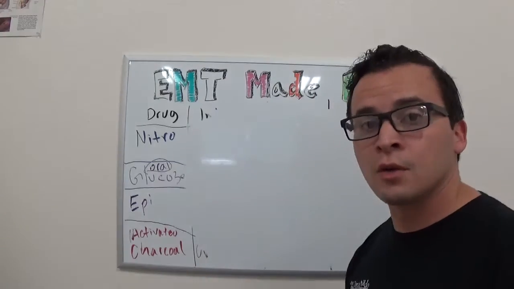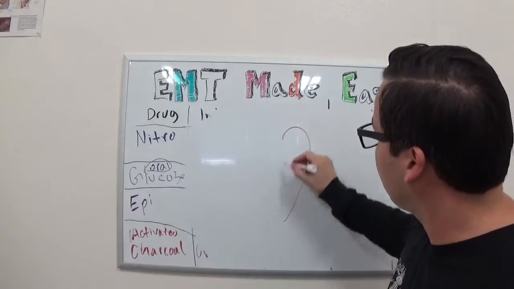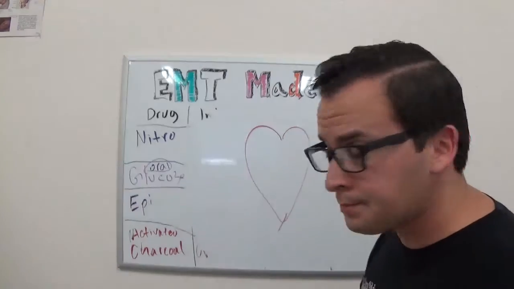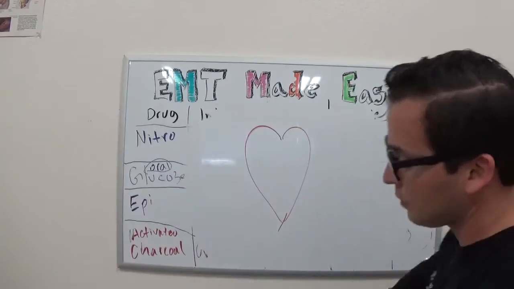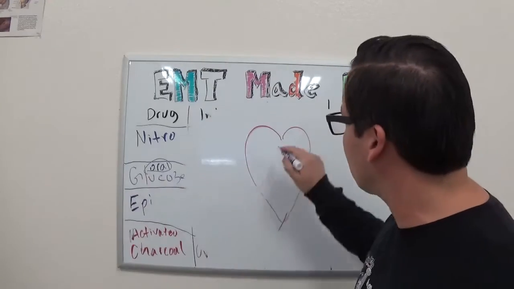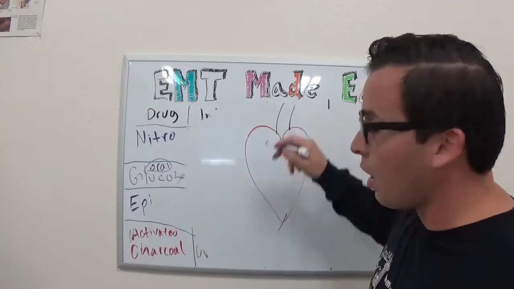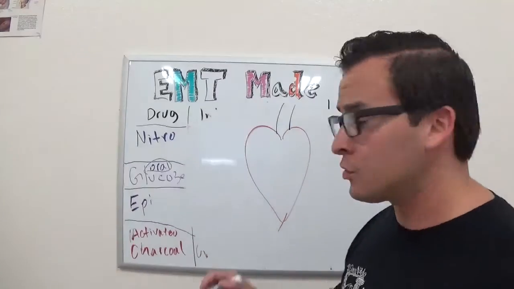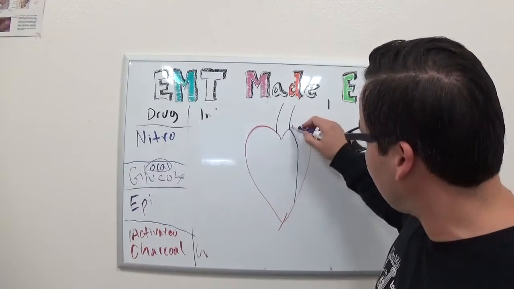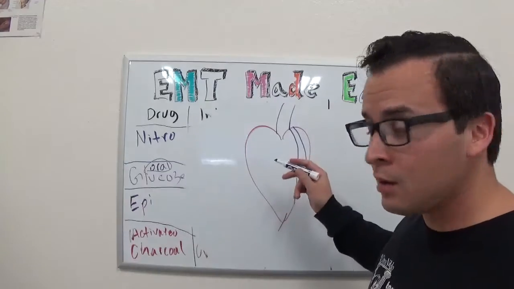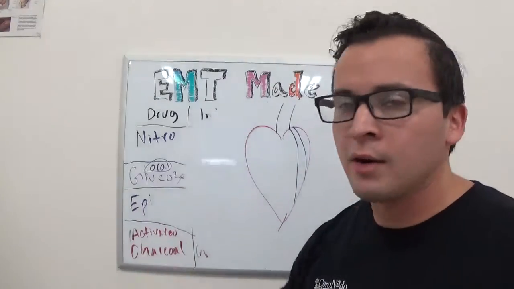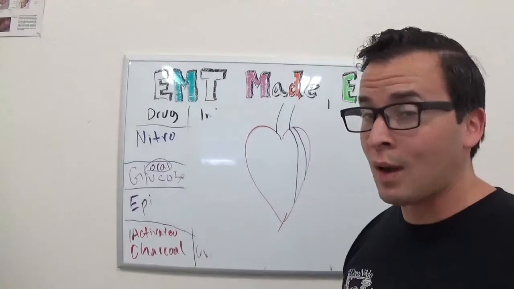All right, so nitroglycerin. This right here is your heart. Over your heart, you have vessels, right? Here's your aorta that's coming off your heart to feed the rest of your body. Well, off of that aorta, you actually have vessels that branch out and feed the heart itself. Because the heart needs oxygen too, right? It's like the rest of your body. Your heart needs oxygen to keep pumping, to keep you alive.